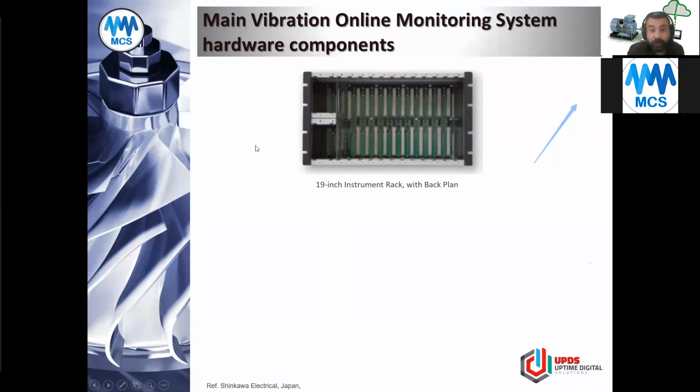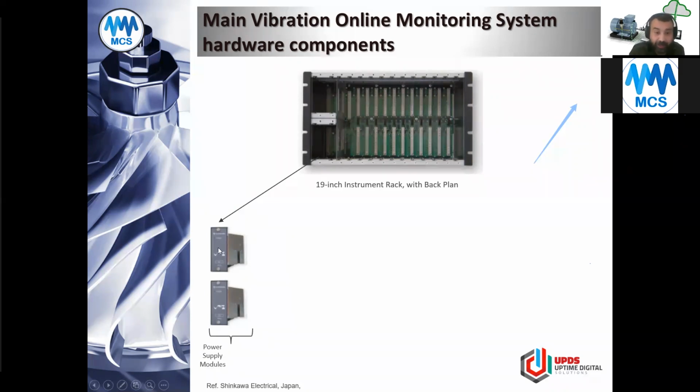What is the main component of this? It's very common, and it's very important to understand the components. First is the power supply module. Normally, a fully compliant API 670 system has two redundant power supplies.